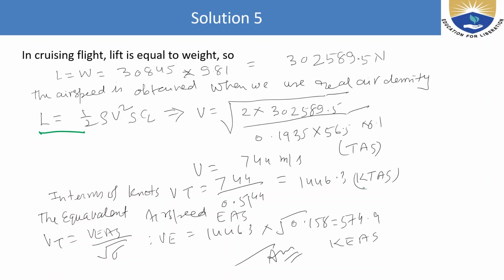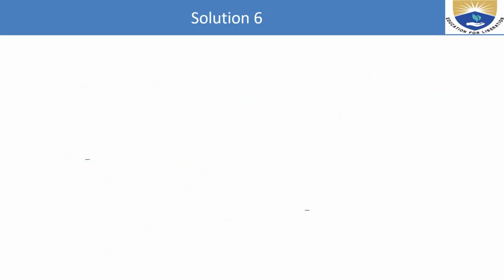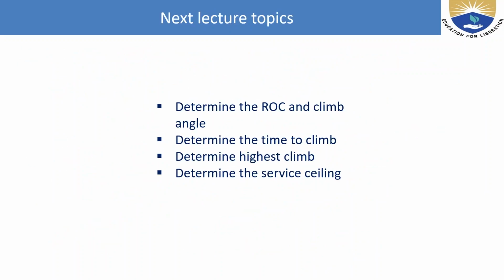1446.3 knots. The equivalent airspeed is Ve equals Vt times the square root of sigma. So Ve is equal to this into 0.158. So you will get 574.9 knots equivalent airspeed. The same way we can do this also. So this you can solve. These are the next problems.